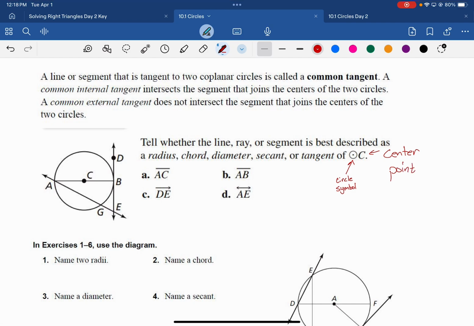Anytime you name a circle, you put the little circle symbol, and you pick whatever the center point is as its name. Just think about that center point always standing out on a circle. It's right in the smack dab middle. That's the one you use to name it. So the name of this circle is circle C.